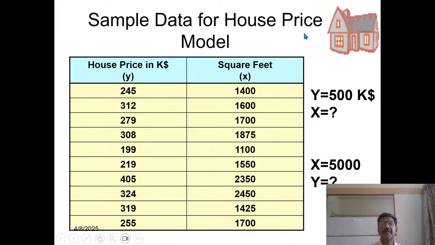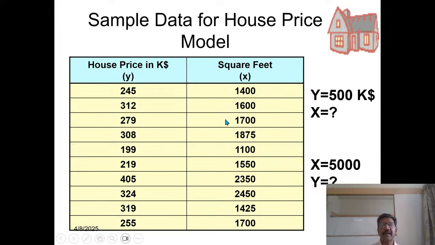One more example you have to take here: sample data for house price prediction. The house price, in dollars, is nothing but y. These house prices are given for a particular area in square feet. Apart from these values, if x equals 5,000 square feet, how much amount is required? Y can be calculated. If y is known, say you have 5,000 k dollars, then how many square feet can you purchase?